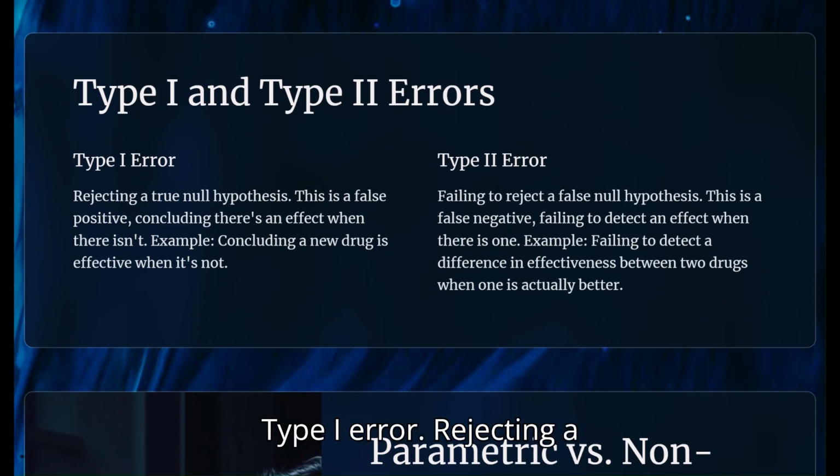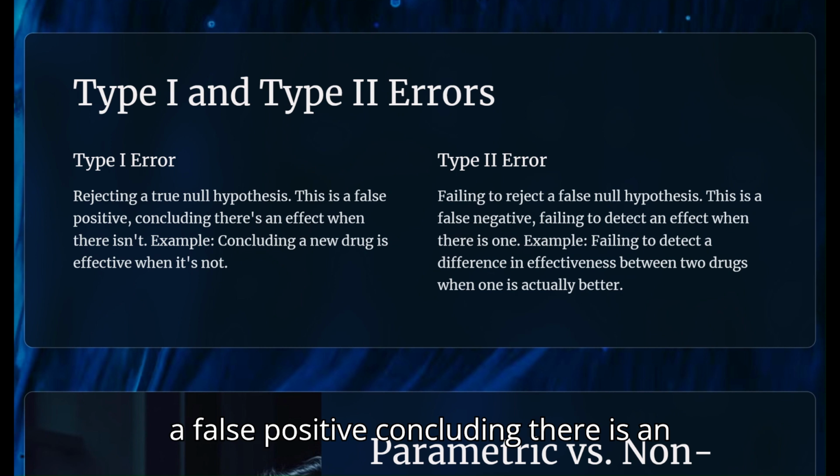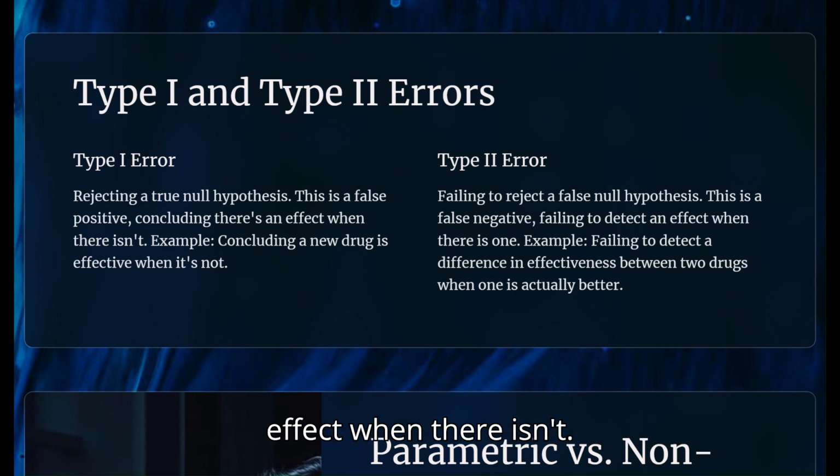Type I error. Rejecting a true null hypothesis. This is a false positive, concluding there's an effect when there isn't. Example: concluding a new drug is effective when it's not.